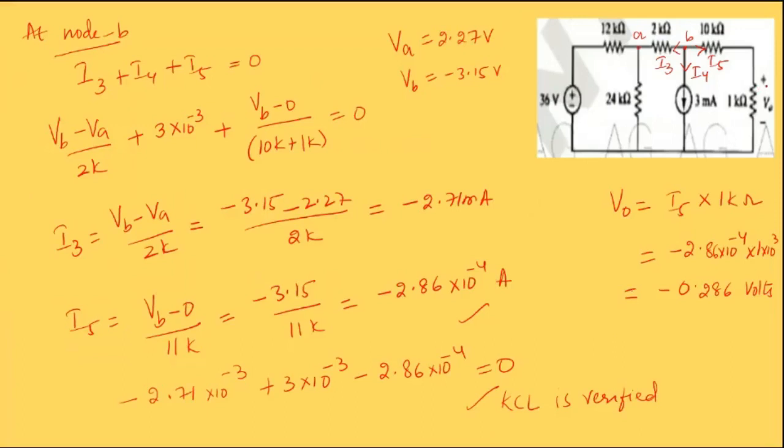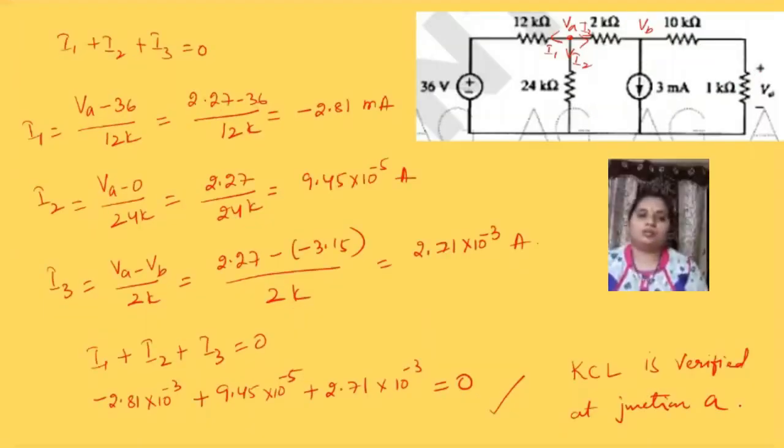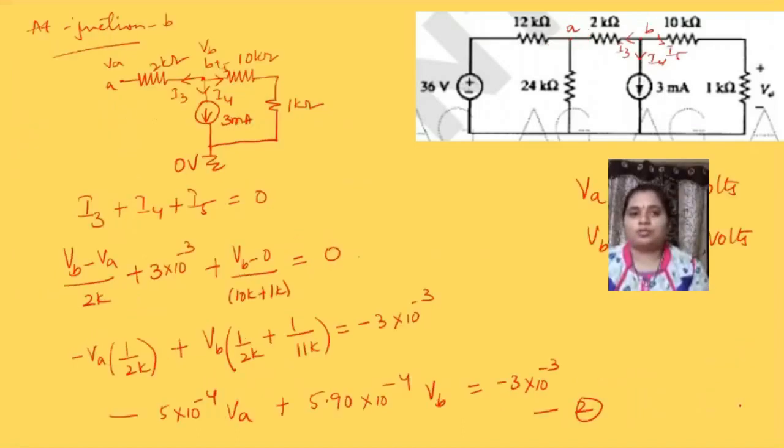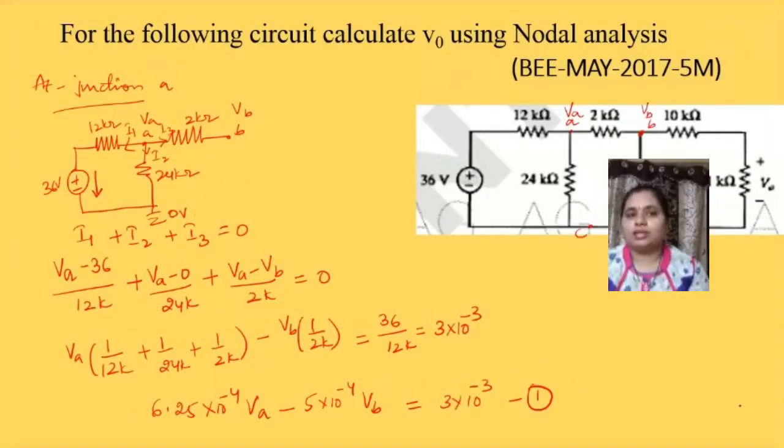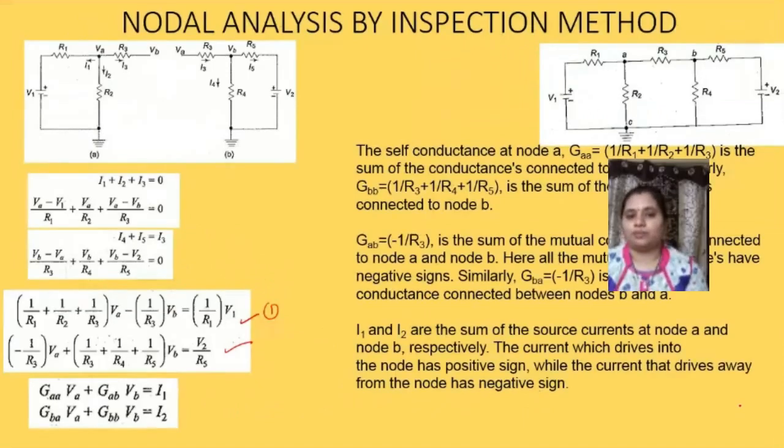As the polarity here is plus minus, but actually the polarity should be plus and minus. So this is how you can solve the numericals, either using inspection method or you can write the equations also. Thank you.